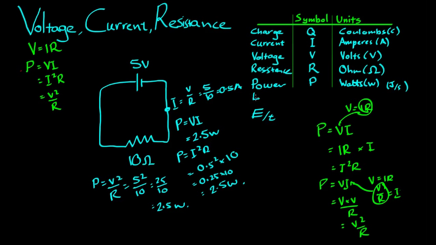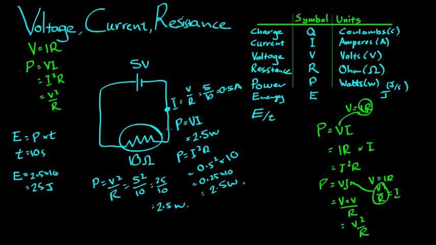Finally, I'll just mention energy. E, the unit is joules, and we find energy by multiplying power by the time. So this circuit here, say how much did this circuit release over 10 seconds. Energy equals 2.5 times 10, or 25 joules. 25 joules is dissipated in this resistor over 10 seconds.